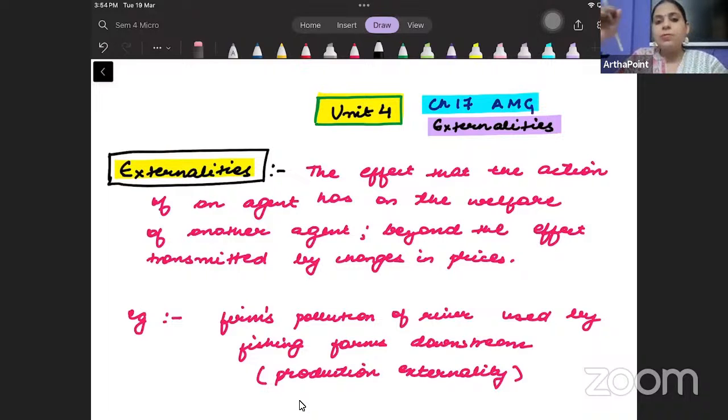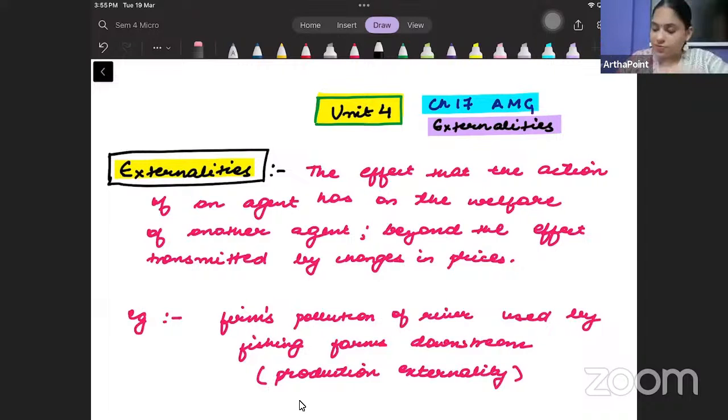So, for example, let's say I am smoking. It is causing an effect on your health also, but it is not being accounted in the market. You're not asking any fine from me. I am not paying you anything for your health. That is an externality.